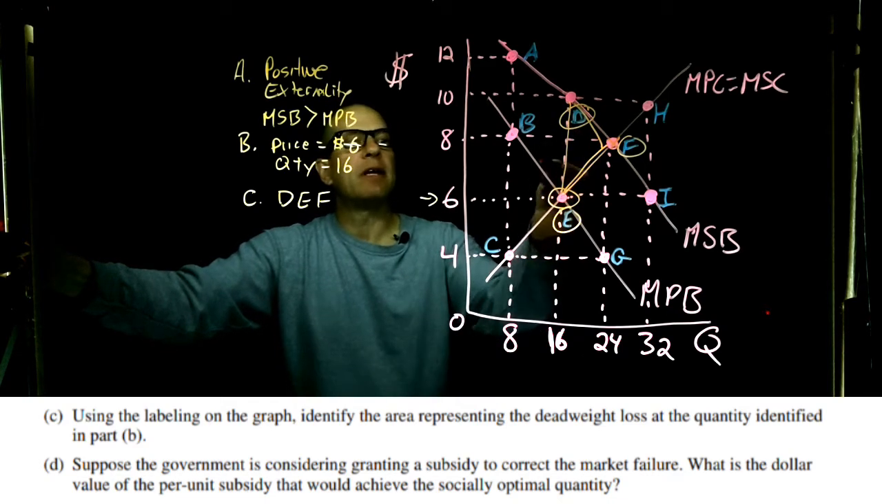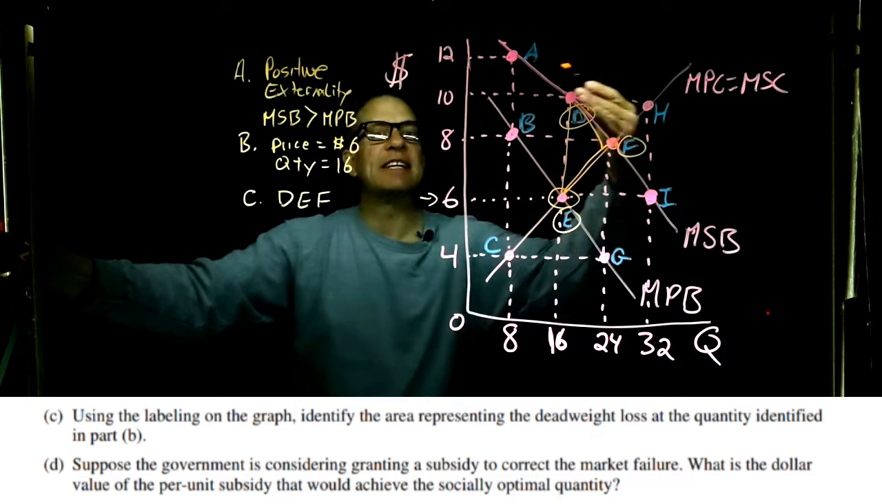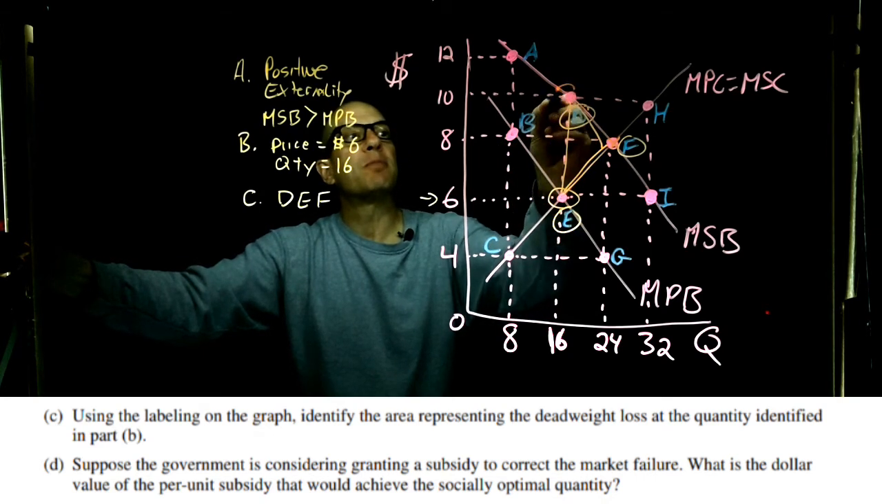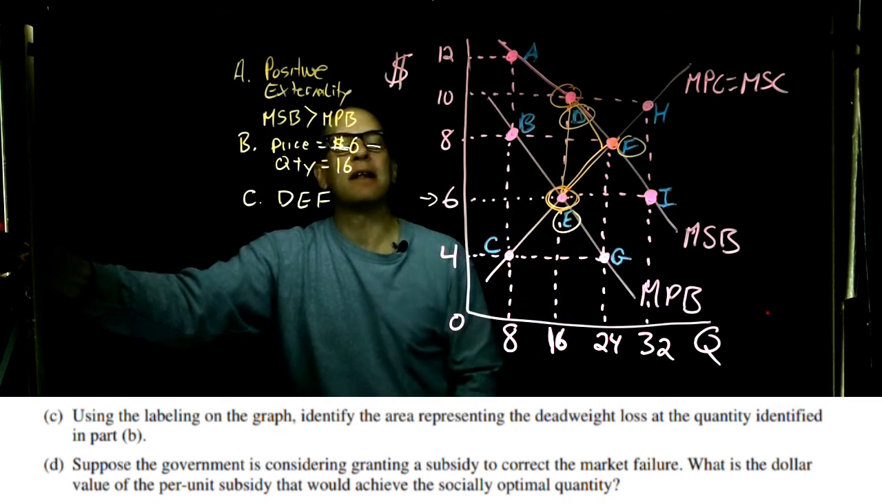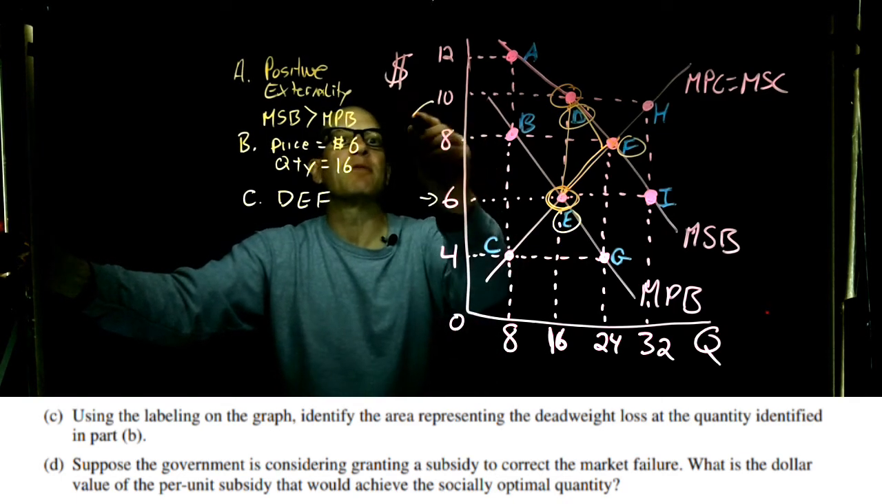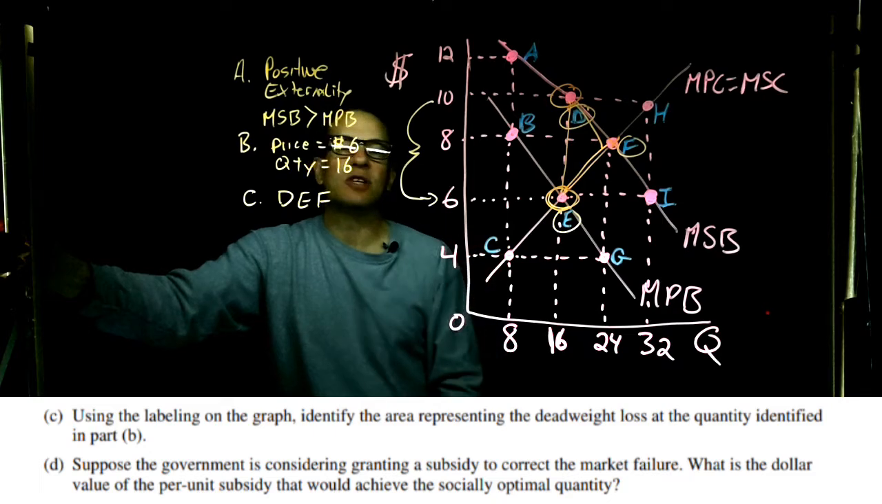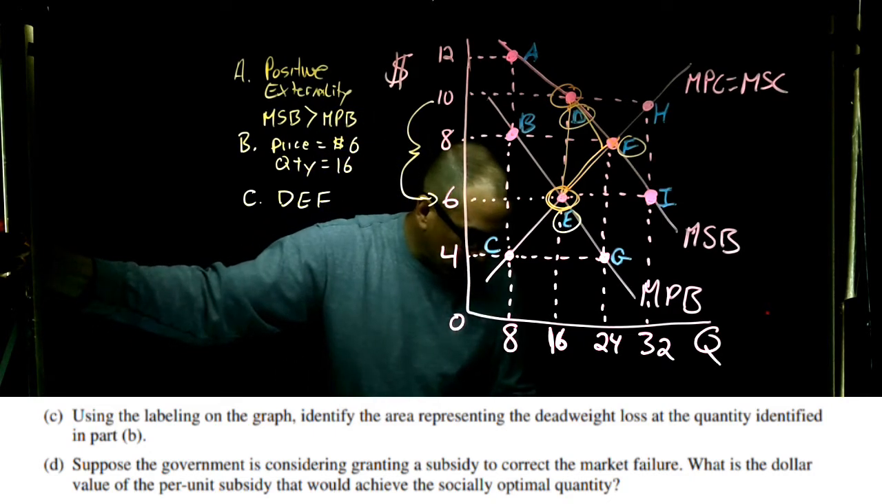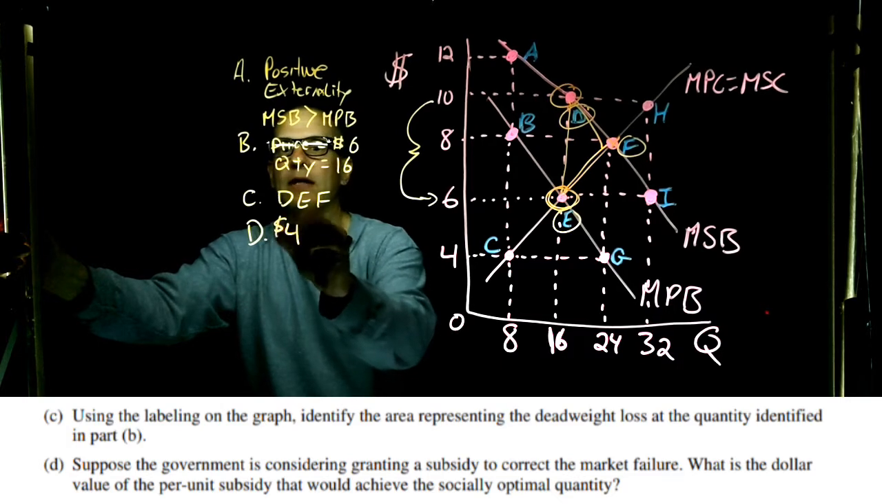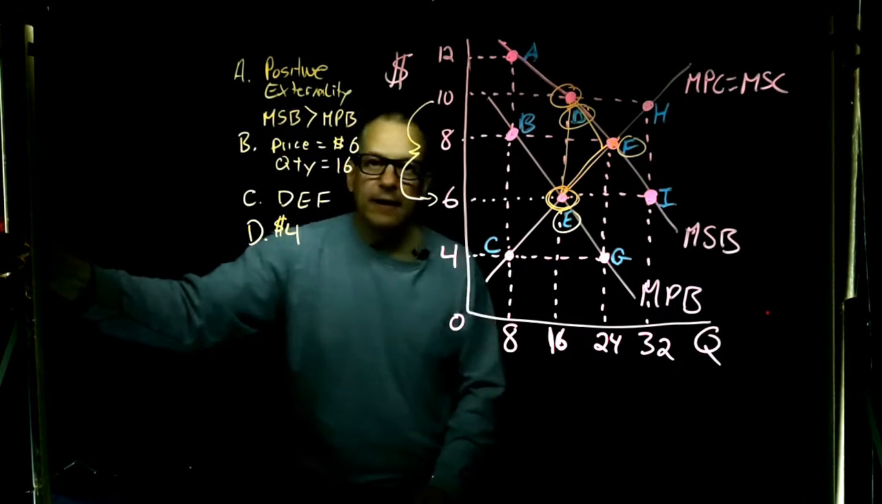What's going to happen here is that in order for us to get to that point, the government's going to need to give us the difference between the dollar amount here and the dollar amount here in a per unit subsidy. So in figuring this out, the difference between 10 and 6 is $4. And they ask us, what is the amount? For D, it's $4 in the per unit subsidy.